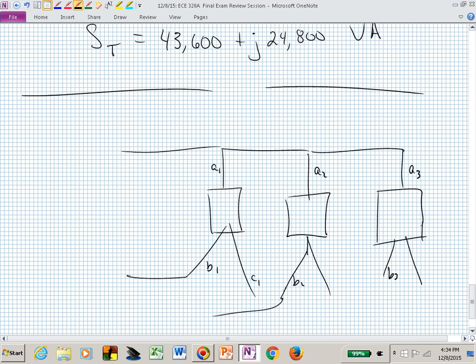What were we given? We were given the line voltage. The voltage between the A terminal and the B terminal on our load was 208. And we know the magnitude between B and C is 208, and between C and A is 208, because it's balanced. What we were asked to find is the magnitude of this current, I sub L.